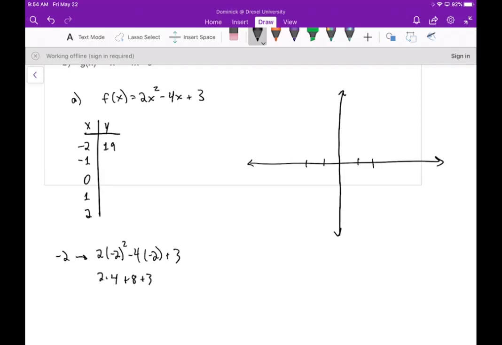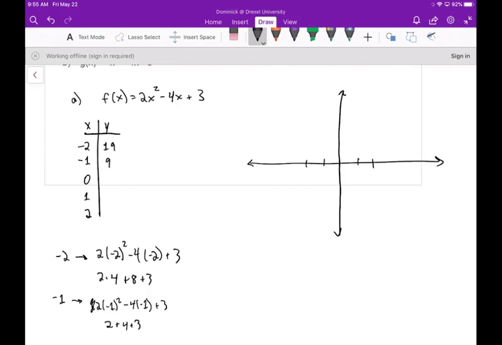Okay, if we plug in negative 1, we get a 2 times negative 1 squared minus 4 times negative 1 plus 3. So we're going to get a 2 plus 4 plus 3. So that's going to give us a 9.